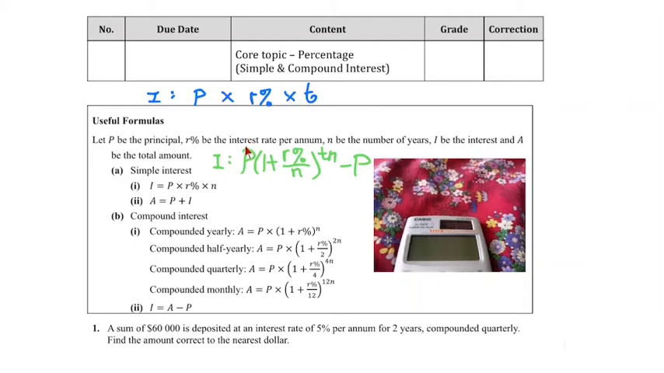P is the original amount you deposited, R is the rate per annum or per year, and n does not mean the number of years here. I'm sorry, I'm not using these formulas directly because for me T is the number of years. But n here refers to how many times it was compounded each year. For example, if they tell you compounded yearly, then for n you will use 1, because you just have to think how many years are there in 1 year. Duh, it's 1.